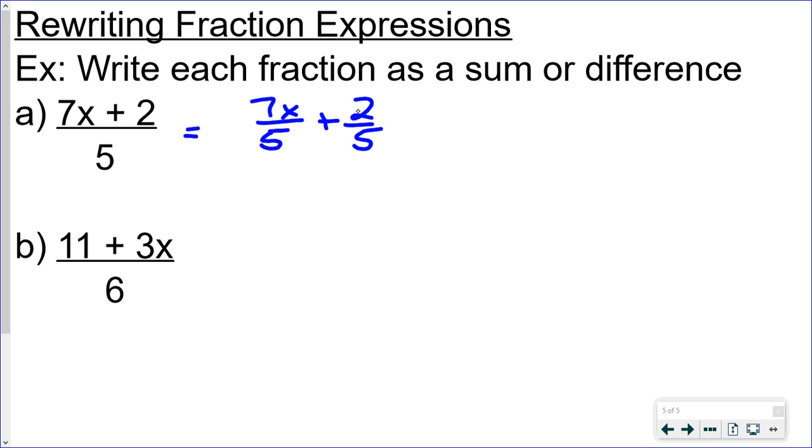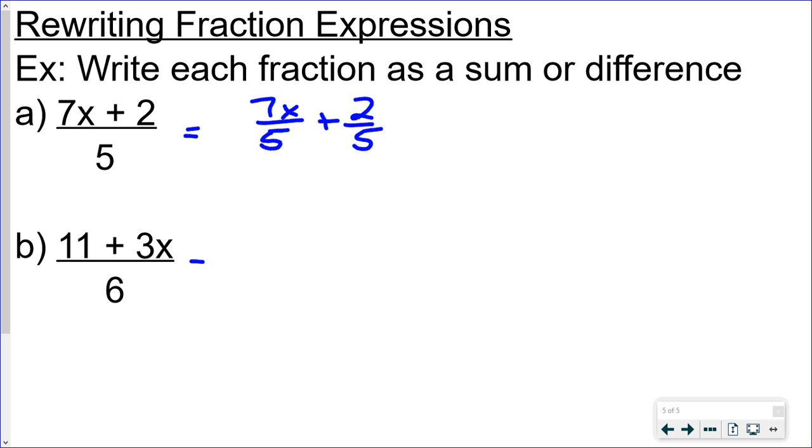Now, you should check to see if the fractions can be simplified. In this case, they can't. You'll notice this fraction is improper. 7 is greater than 5. But in algebra, that's okay. We're okay with improper fractions, so you can leave it like that.